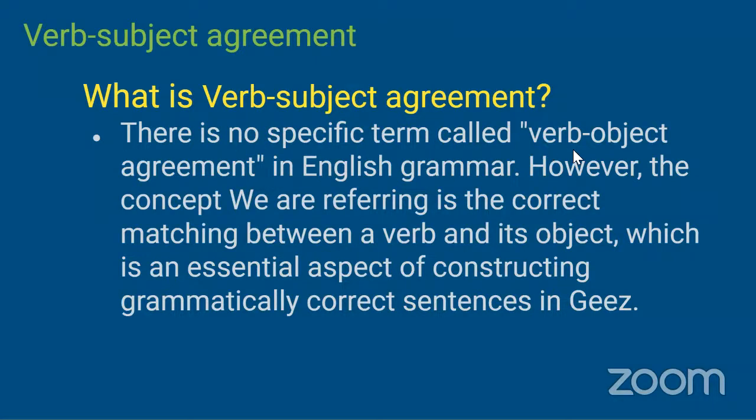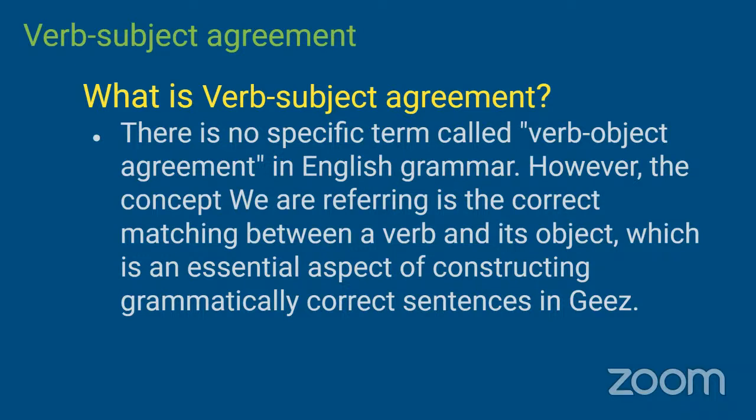So there is no specific term called verb-object agreement in English grammar. This is not the subject, this is the object, okay? However, the concept we are referring to is the correct matching between a verb and its object, which is an essential aspect of constructing grammatically correct sentences in Ge'ez. If we don't have verb-object agreement, we don't have grammatically correct sentences in Ge'ez.